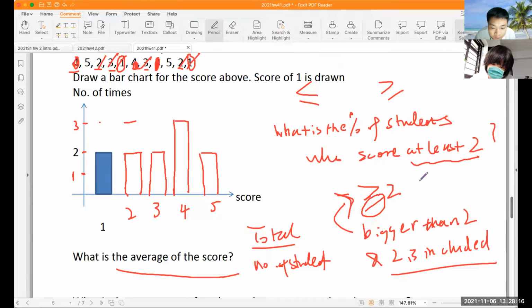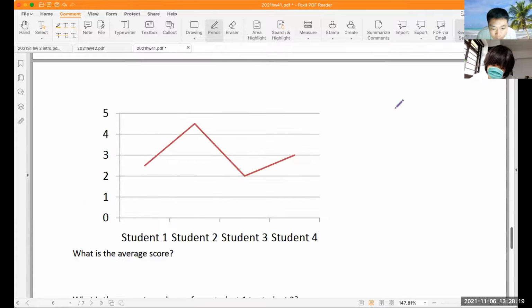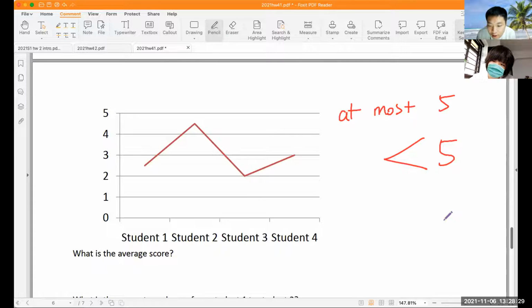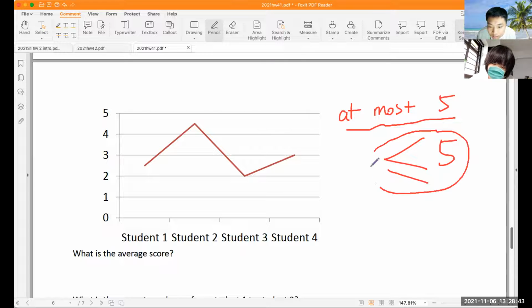So similarly, if you have at most 5, at most 5 means smaller than 5. Is 5 included? No. Huh? Why not? Wait, at most, yes. Yeah, at most 5 ma. That means the maximum you can go is 5. So that means the 5 is included. So that's why you make use of this sign.